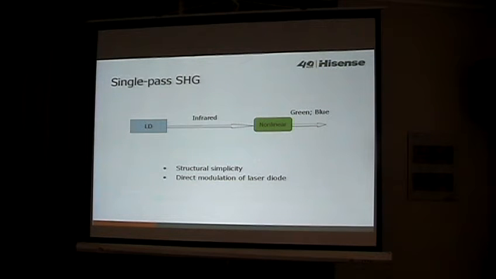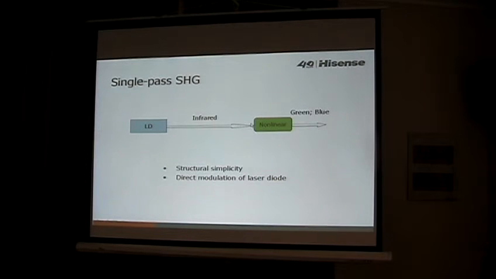First of all, is the simplest structure. Just simply put the laser diode and nonlinear crystal together. This kind of configuration has obvious advantages: it has a special simplicity, very simple structure-wise, and also we know the modulation for a semiconductor laser diode is very easy. So if we want to modulate the green and blue light, we can simply modulate the infrared lasers.